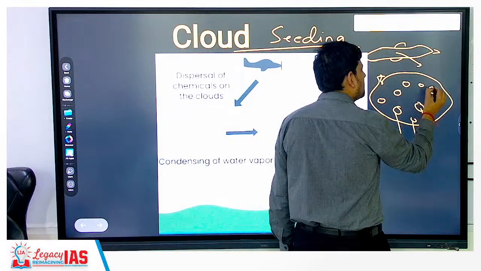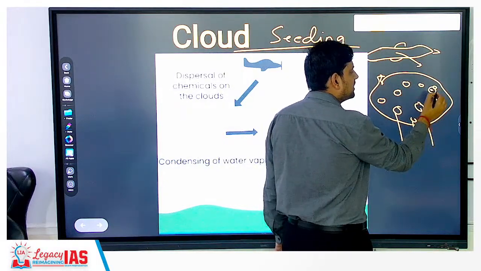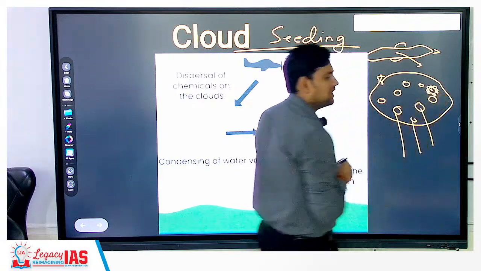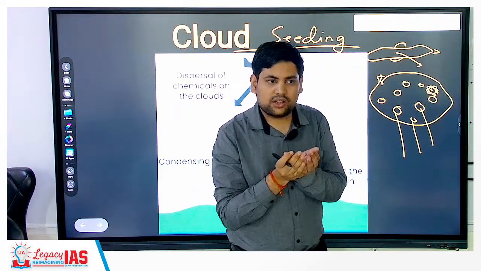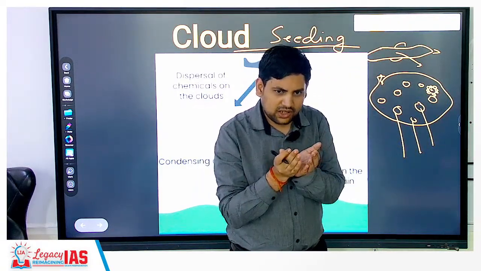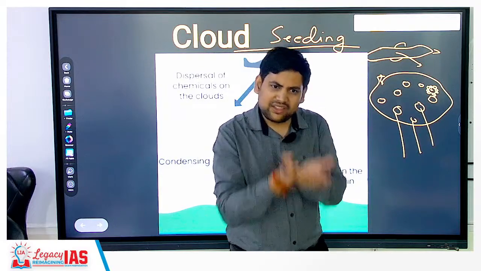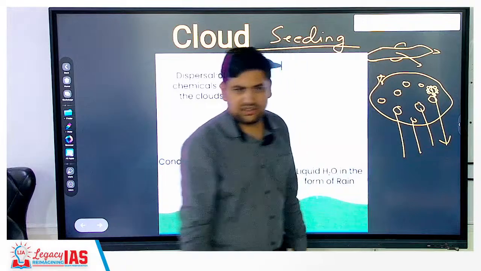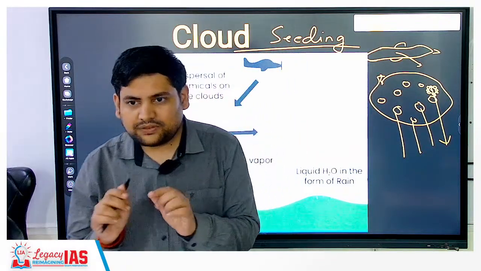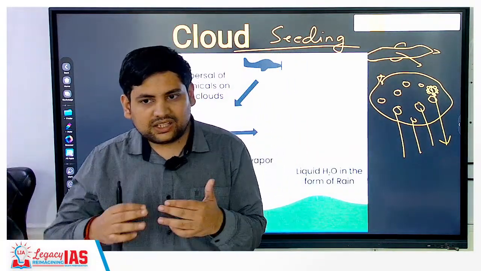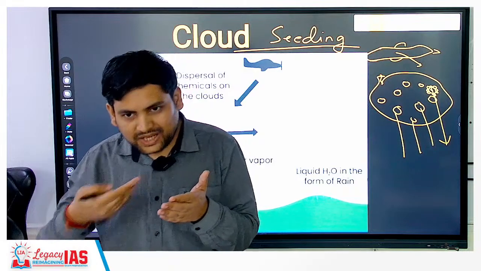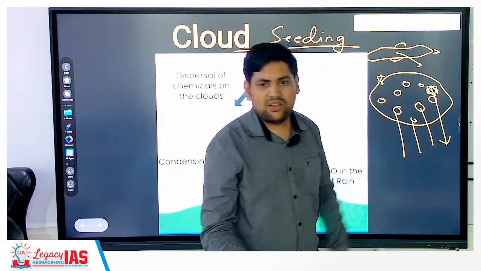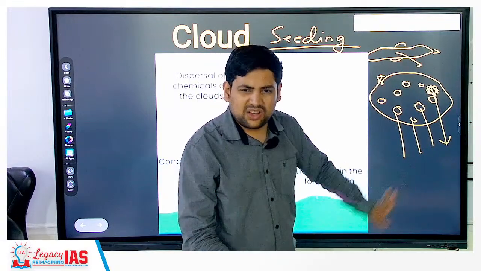Now around these nuclei, what will happen? These small water droplets that are not able to form a big water droplet will coalesce, they will come together. Now they will form a bigger chunk of water droplet that will of course eventually fall as rainwater. That's it. So basically they are providing a surface on which smaller water droplets that in themselves are not able to make rain will coalesce and form bigger water droplets that can fall on earth. So this is how cloud seeding works.